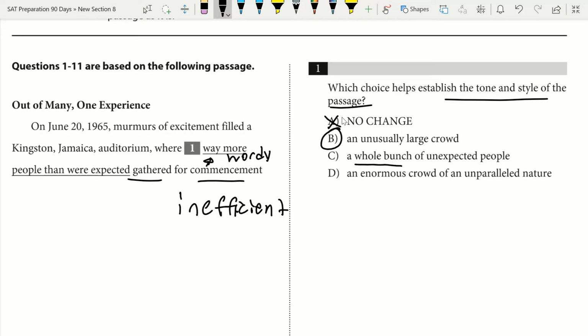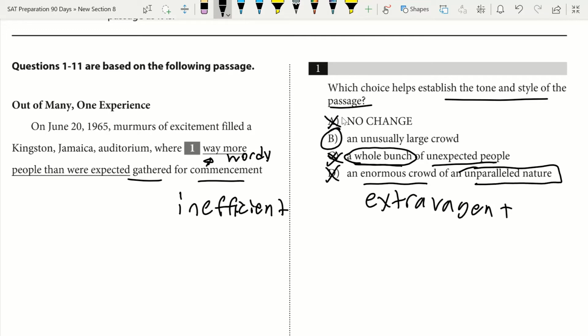C, a whole bunch of unexpected people. Once again, that's wordy. And then also, saying a whole bunch is very casual, and we don't want to have a casual tone on an academic passage. So we're not going to do C either. And then D, an enormous crowd of unparalleled nature. Okay, that's really too extravagant. Anything that's too extravagant can be incorrect as well. So in this case, saying an enormous crowd of an unparalleled nature, that's really too extravagant, and that's not maintaining an academic tone and style. So D is incorrect as well.